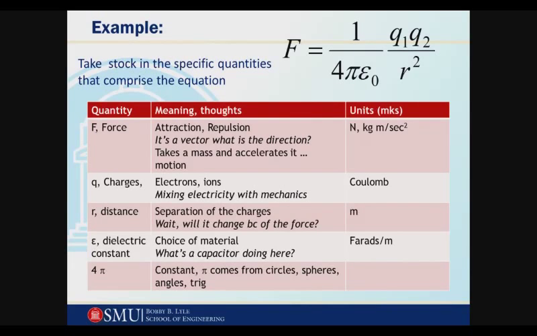So we look at the two types of constants in there. One of them, epsilon, comes from the physics or the electromagnetics of the problem. It's the dielectric constant. It's the choice of the material that these charges sit in. It has units of farads per meter. And the first thing we think about is farads. Farads come with capacitors. What the heck is a capacitor doing here?